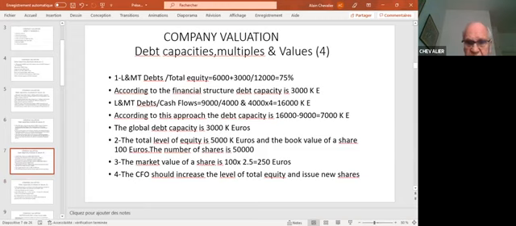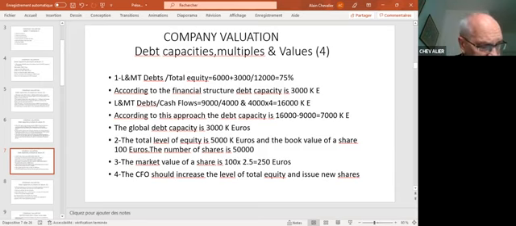So what should be done? It is to increase the level of total equity. For example, if you increase the level of equity by 1,000, you will add 1,000 debt capacity to the financial structure, which means that the project could be financed 100% by debt. So, simple answer.